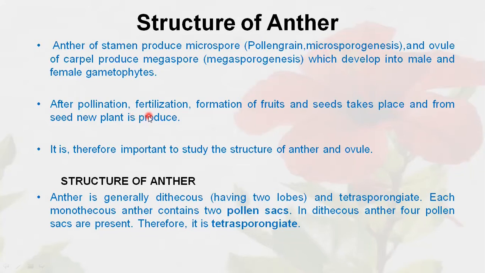After pollination, fertilization and formation of fruits and seeds take place, and from the seed a new plant is produced. So to study pollination, fertilization and formation of fruits and the seed, we must know the structure of anther and ovule in detail. See, anther is generally dithecous and tetrasporangiate. Means anther has two lobes which consist of four pollen sacs in which the pollen grains are present.